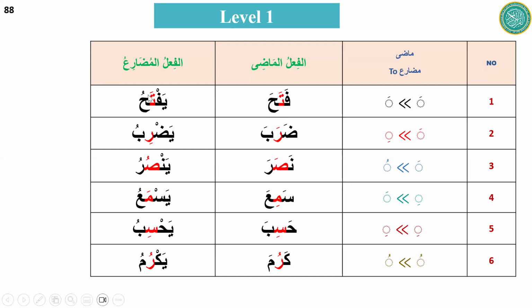For those who don't follow this Fatha, Kasra, Dhamma, I know that in some regions we say Fatha as Zabar, Kasra we say Zir, and Dhamma as Pesh. Because we are following the Quran that is in Arabic, Zabar will be called Fatha, Zir will be called Kasra, and Pesh will be called Dhamma. Fatha, Kasra, Dhamma. So again, level 1, chapter 1, Bab Fataha.